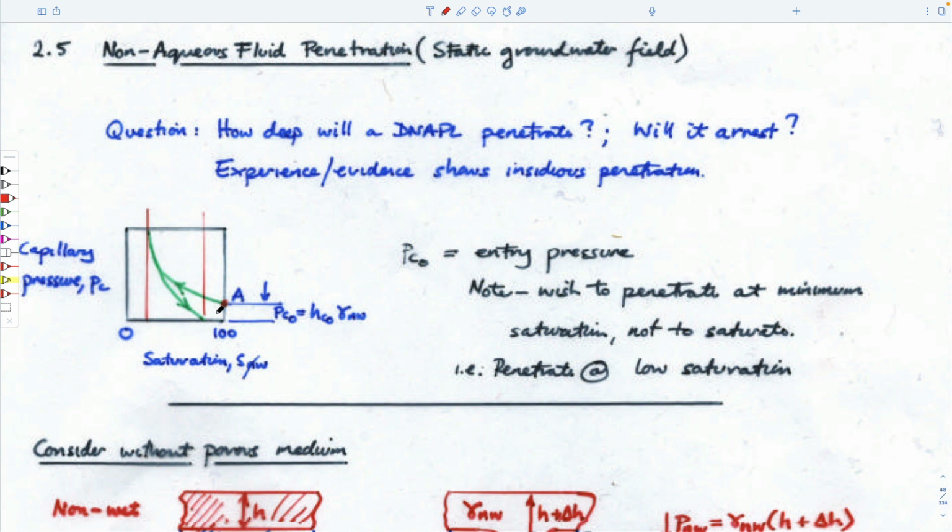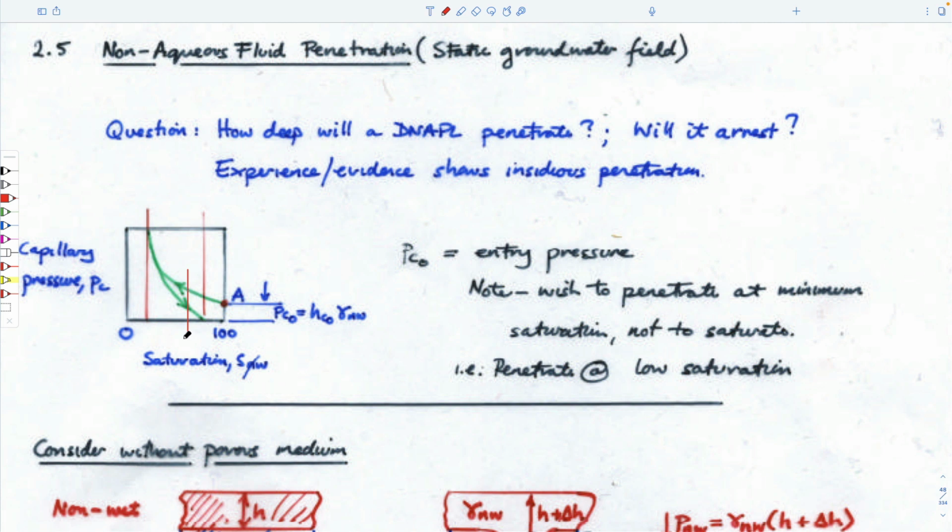So these are the curves we have already. This is the bubbling pressure. We know that it's hysteretic in that as we increase pressures, we'll go up this saturation curve, increasing the saturation of the non-wetting fluid at the expense of the wetting fluid. And then as we reverse, we'll come down to this point.